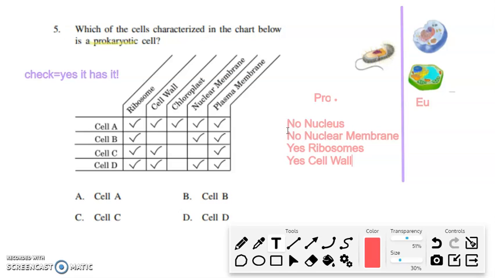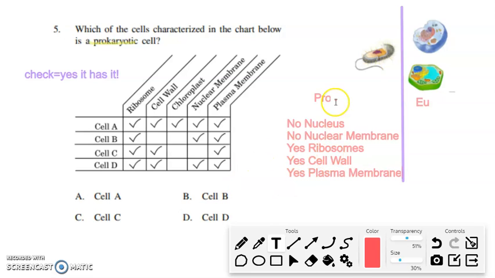And it does have a plasma membrane. So yes to plasma membrane. Now, the plasma membrane is not an organelle membrane. That is not a nuclear membrane. Plasma membrane is just the layer that is around your prokaryotic cell that keeps everything else inside. It keeps the ribosomes and the DNA just floating there inside.